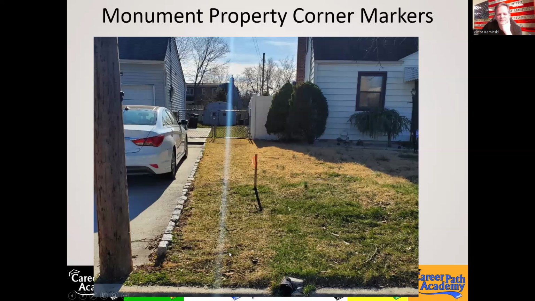The first 6 feet into your property, the city and the utility companies have an easement right to it. Look where the telephone pole is.